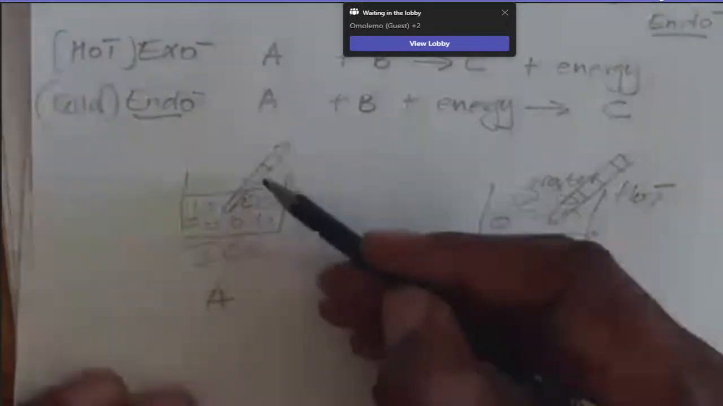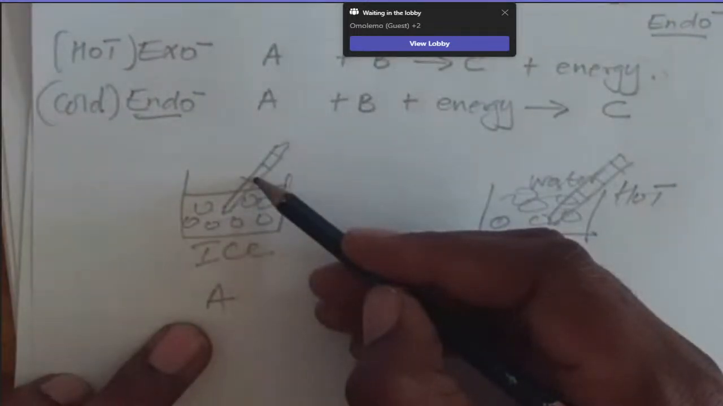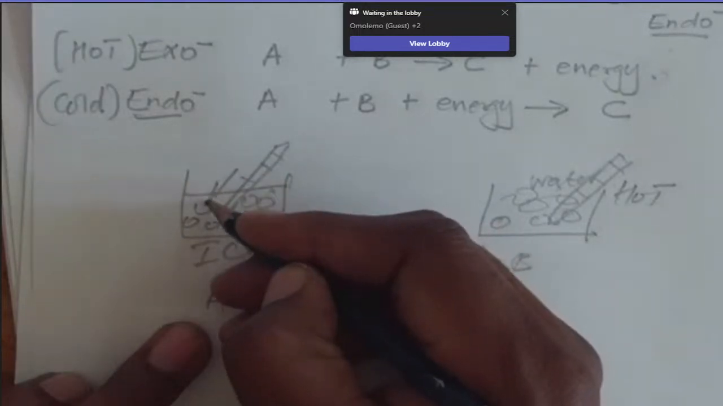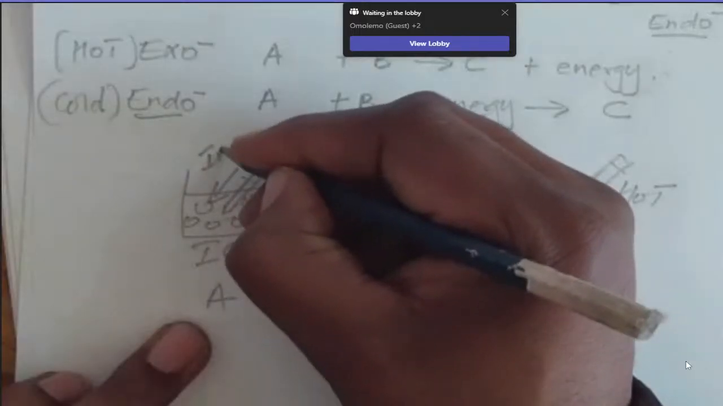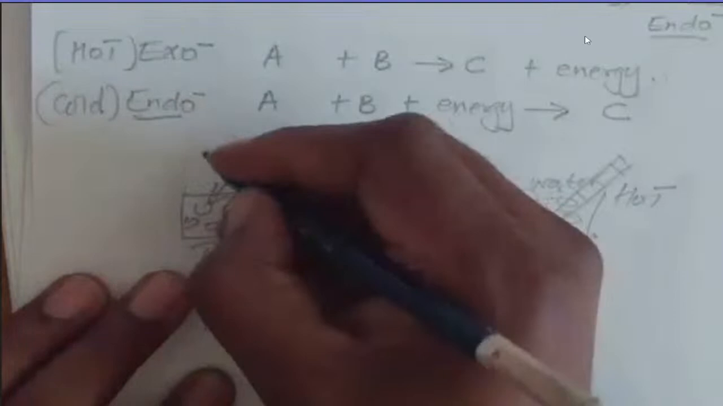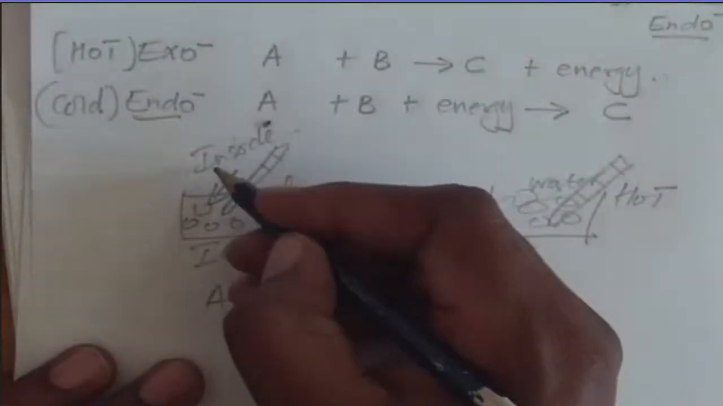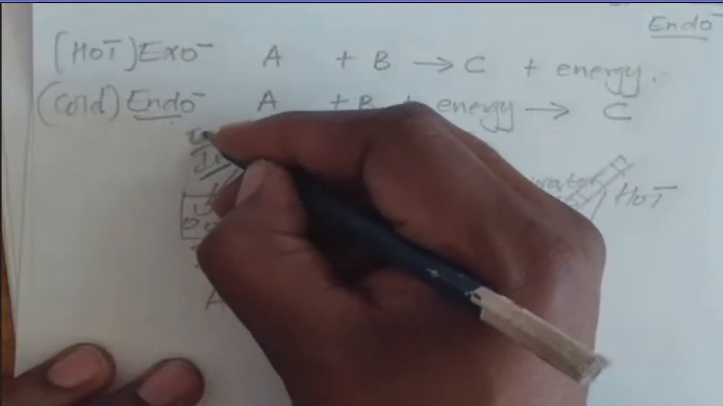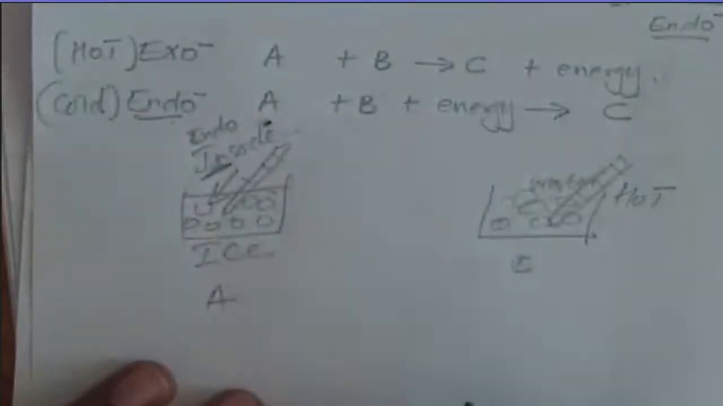That water is hot. The reading for the thermometer, the temperature is going to drop. So the temperature is going down. So it's inside. The temperature is dropping inside the container. So it will be the part of inside. It will be endo. Endo is inside.